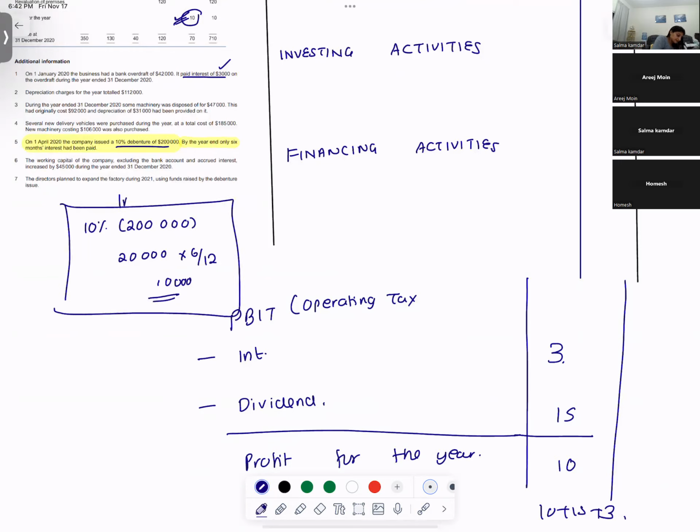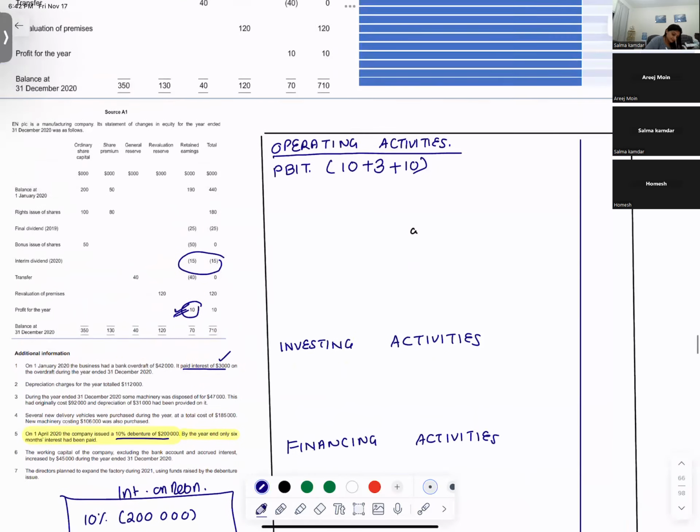Interest on debentures. 10 plus 3 plus 15. So what is your profit before interest and tax? 28. 28,000.